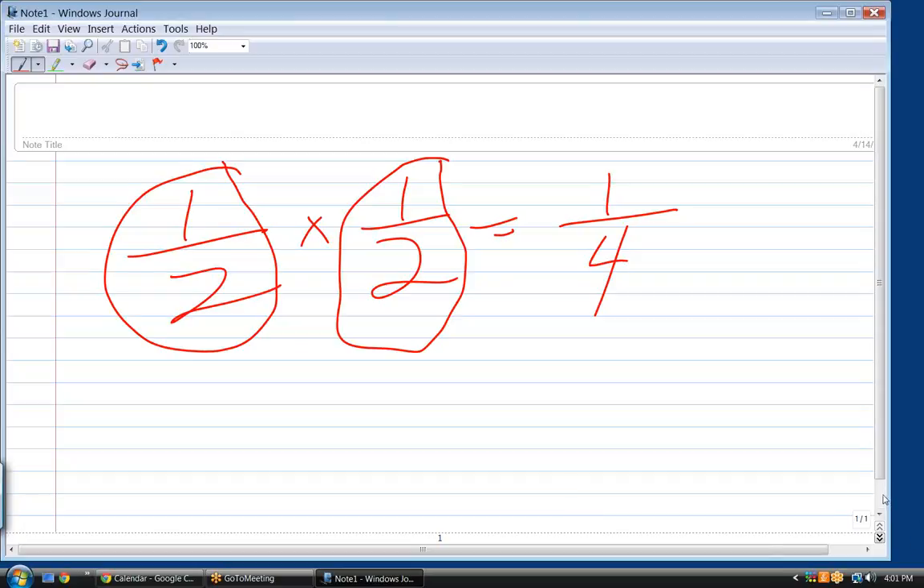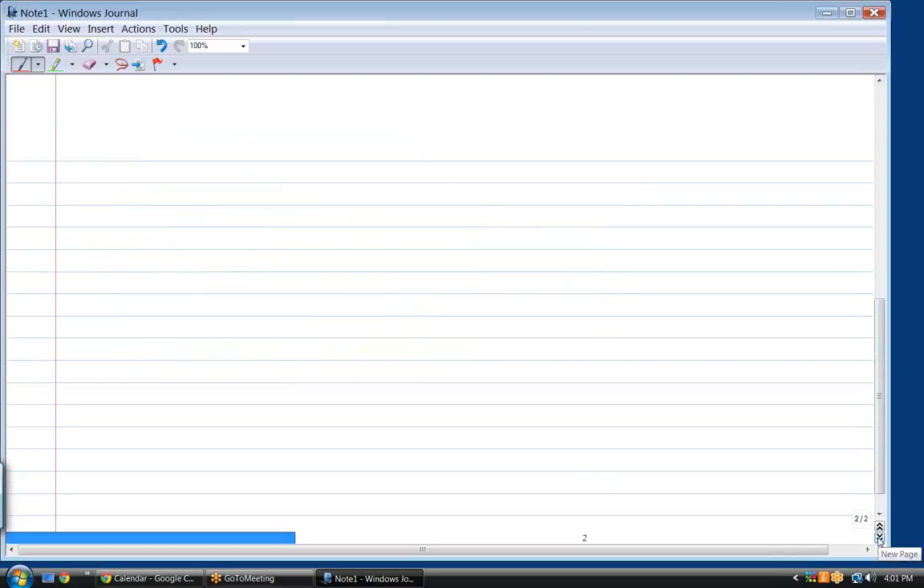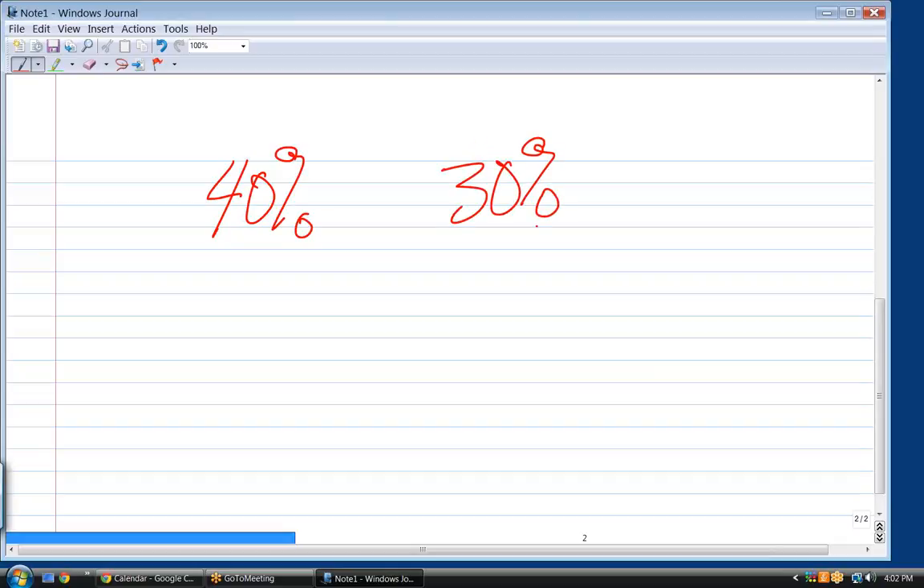All right. Let's take another situation. Say there is a 40% probability it's going to rain today, and independently, there is a 30% probability it's going to rain tomorrow. What's the probability it'll rain both days? Would it be 0.7? Oh, no, because they both have to happen. If they both have to happen, then you multiply the probabilities.